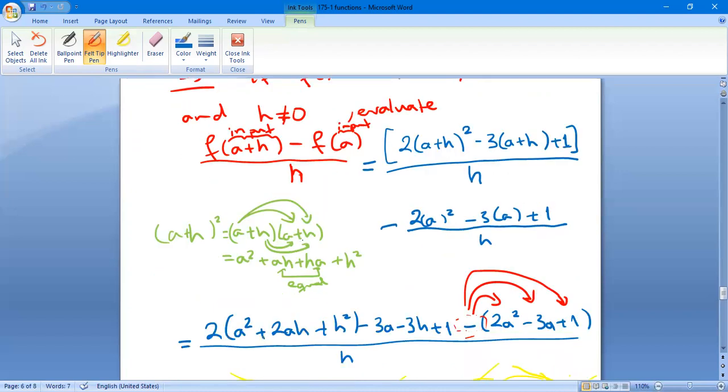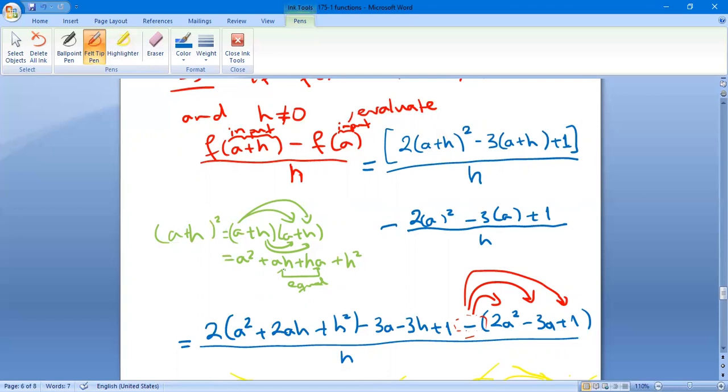So now, what is (a plus h) squared? It's a plus h times a plus h. So a times a is a squared, a times h is ah, h times a is ha, and h times h is h squared. So we get 4 terms. But if you look at a times h plus h times a, they are actually the same.